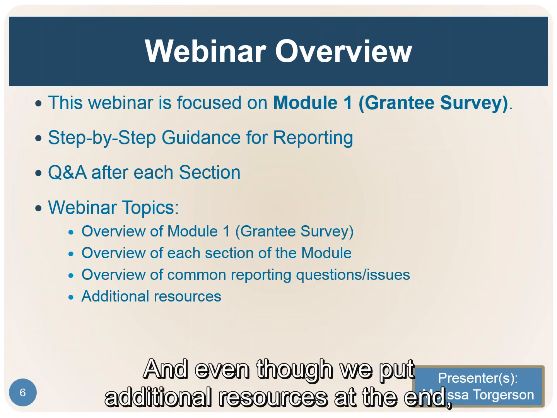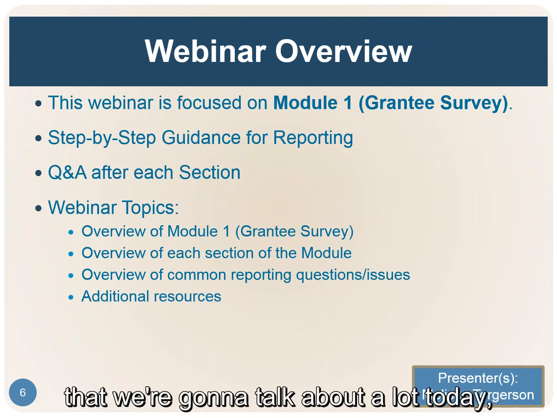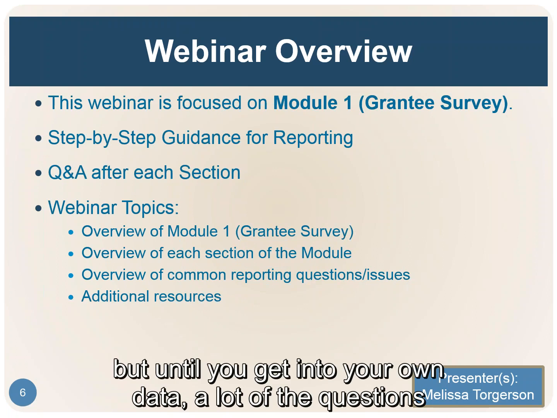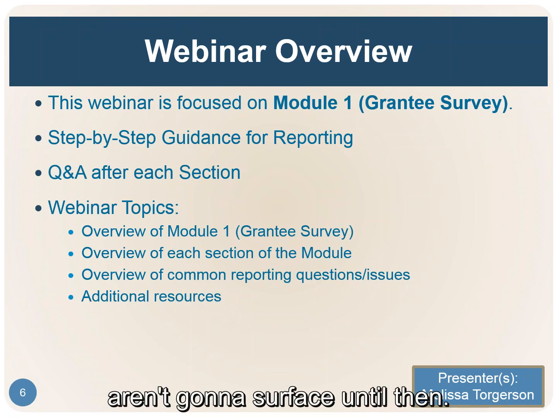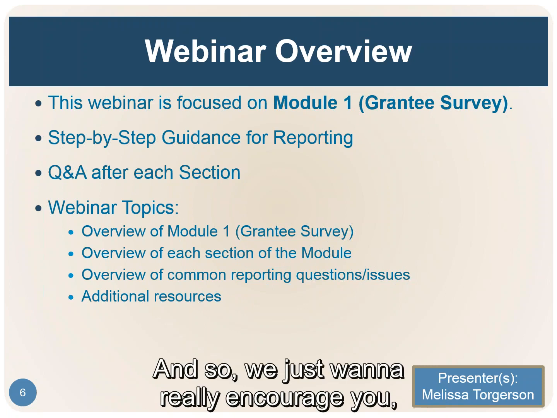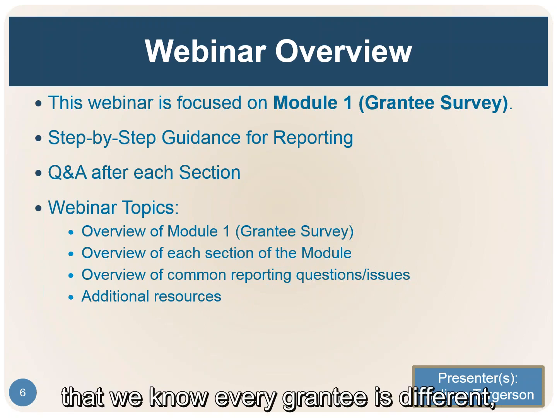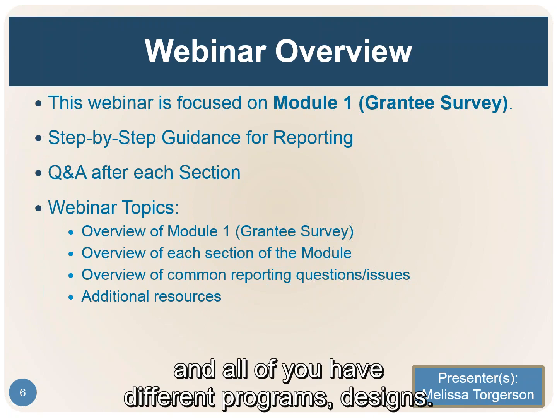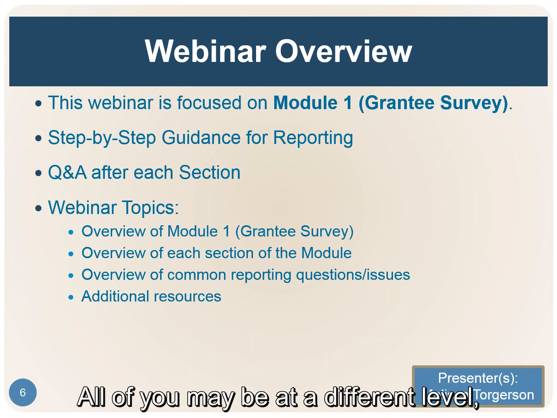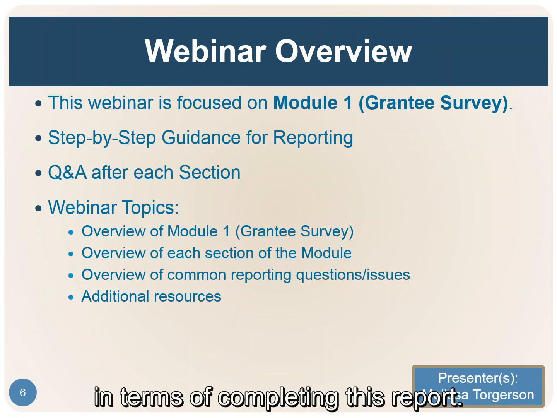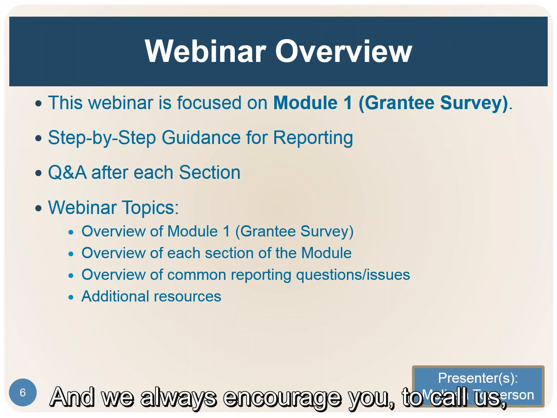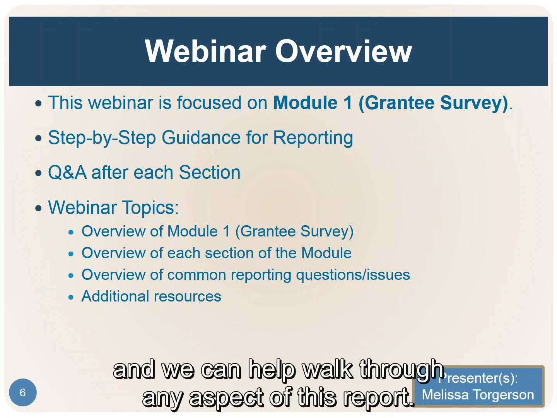resources. And even though we put additional resources at the end, I can't underscore enough that we're going to talk about a lot today, but until you get into your own data, a lot of the questions aren't going to kind of surface until then. And so we just want to really encourage you that we know every grantee is different, and all of you have different program designs. All of you may be at a different level in terms of completing this report, and we always encourage you to call us, and we can help walk through any aspect of this report.